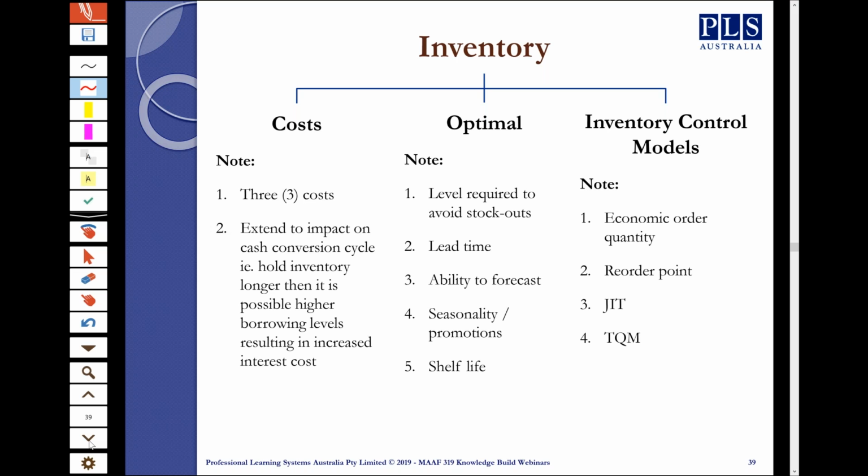They talk about an optimal level of inventory. So it's a level required to avoid stock outs. You do need to give consideration to your lead time, so how long it takes for product to be shipped in. But you're also going to need to give consideration to the ability to forecast your inventory levels, your seasonality and promotions, and the logic of your shelf life. So what life does the product have?